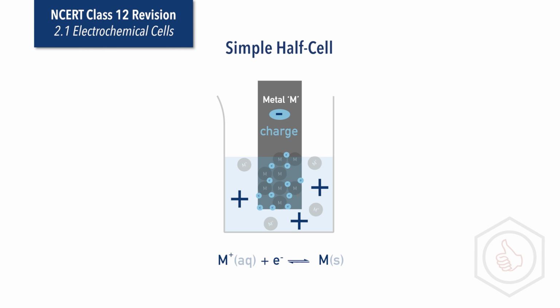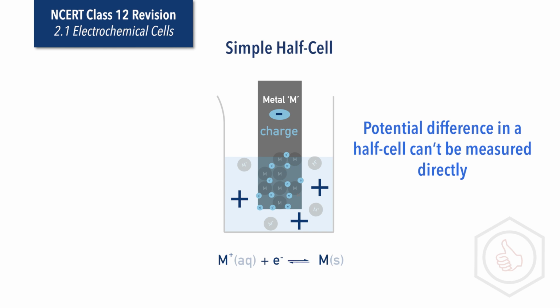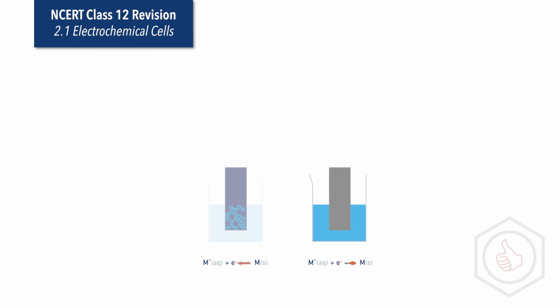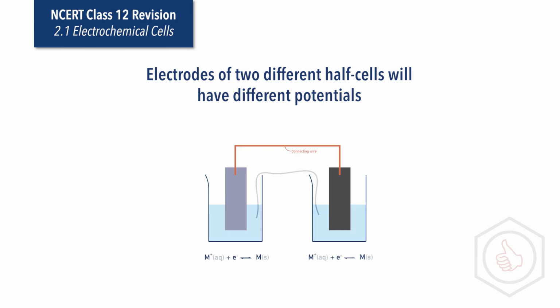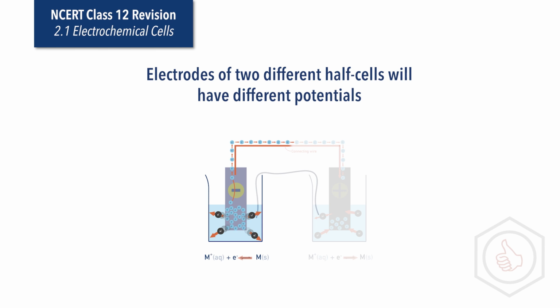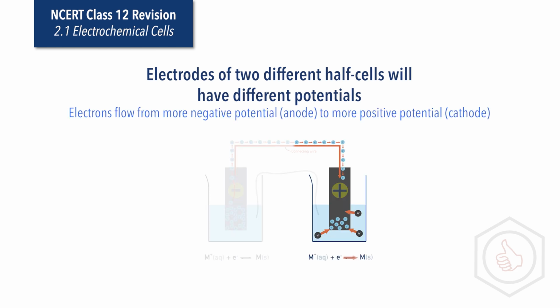The electrode potential of a half cell cannot be measured directly, but we can compare it to a standard reference, like the standard hydrogen electrode, to determine its relative value. When you take two different half cells, one of the electrodes will have a greater negative potential than the other. This means if you connect them together with a wire, electrons will flow from the anode, where oxidation is going to be happening, to the cathode, where reduction is going to be happening.